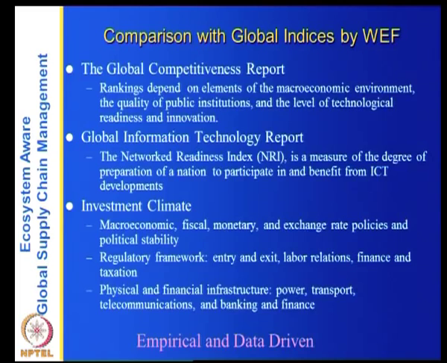And there is the Global Information Technology Report, where the Network Readiness Index is a measure of the degree of preparation of a nation to participate in and benefit from ICT developments. It deals only with information technology, which is a part of delivery infrastructure. It doesn't deal with the institutions as well as the resources. And the investment climate, which is a World Bank report, has three factors: the microeconomic factors, the regulatory framework, and physical and financial infrastructure: power, transport, telecommunications, banking, and finance.